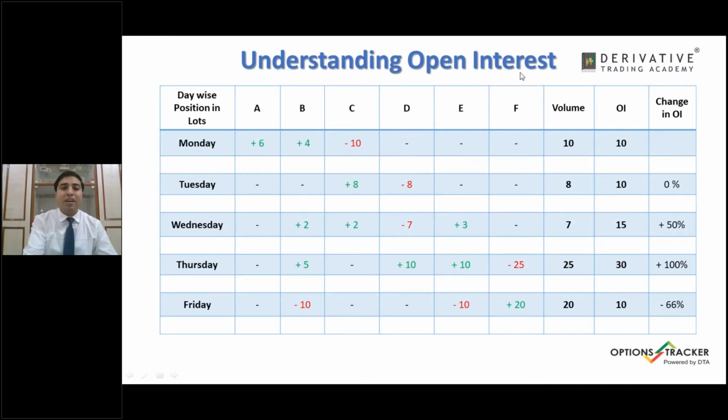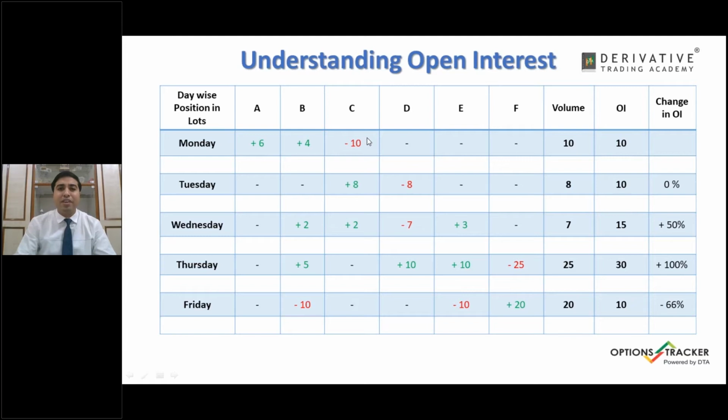Here we have considered 6 members trading. Let's say Monday is the first day of the particular contract in the futures segment, and there are traders A, B, C, D, E. All the traders are trading in the particular contract, and that contract has just started. So on Monday, person A has taken 6 long positions, B has taken 4 long positions and C has sold 10 short positions.